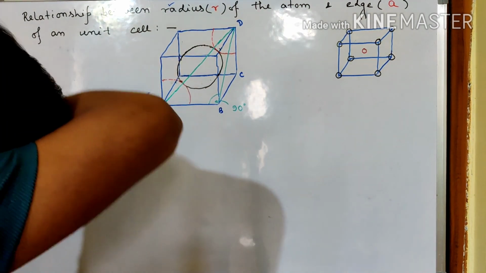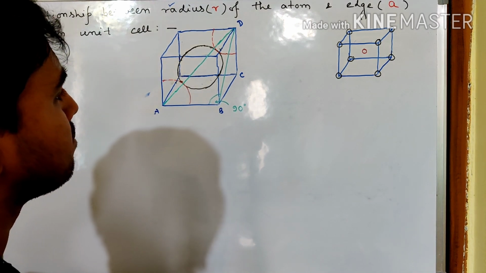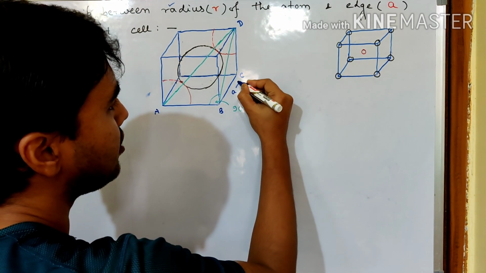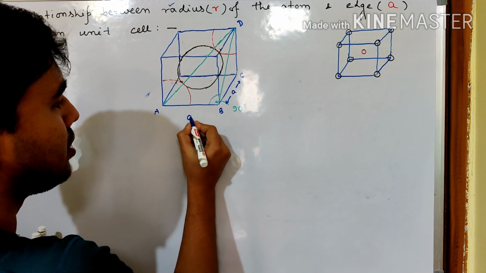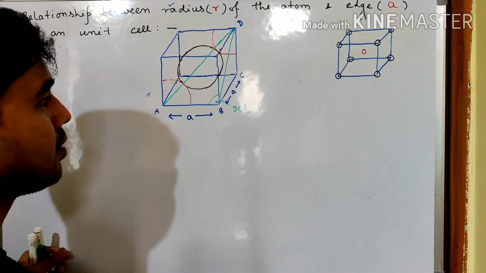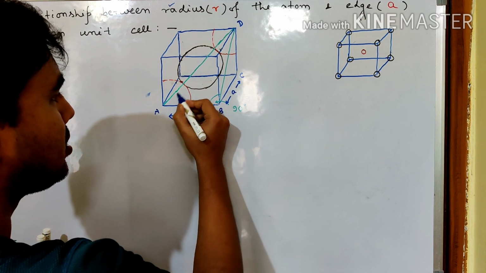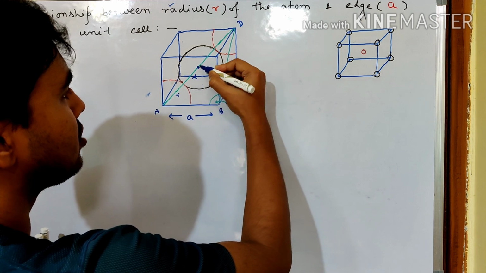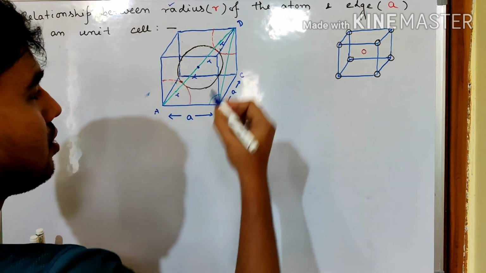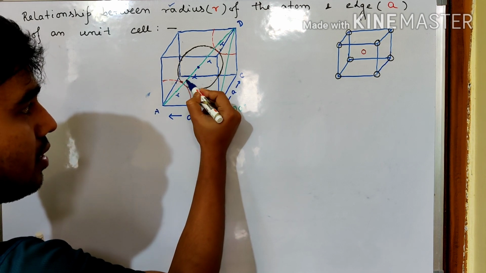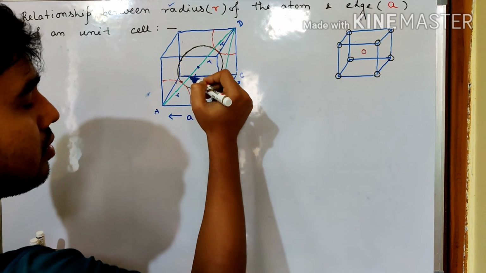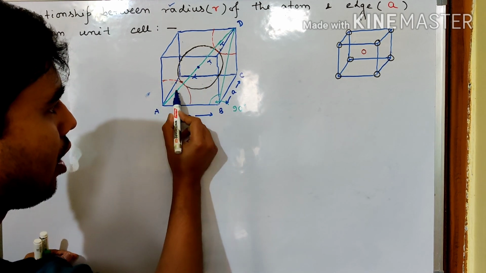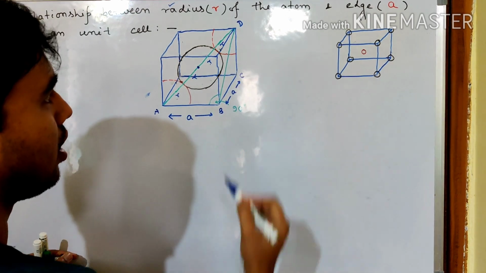Here, let us see what are the things that we already know. We know this is the edge, that is A. This one is also A. And see how much this is. This is R. This is the center, so this is also R. This is also R. And this is also R. Carefully see, this is the radius of this body-centered atom. So this is R. This is also R. This part, half of this, and this to this is also R.